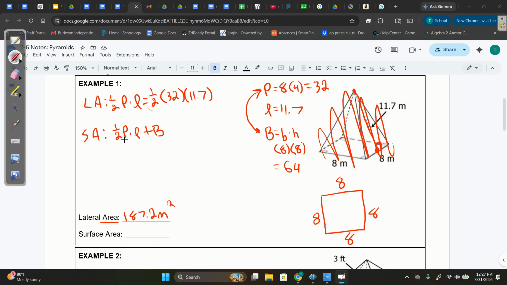Surface area is going to be the lateral surface area, 187.2, plus the area of the base, 64. When I plug this into the calculator, I should get 251.2 meters squared. With that in mind, let's go ahead and try out example number 2.